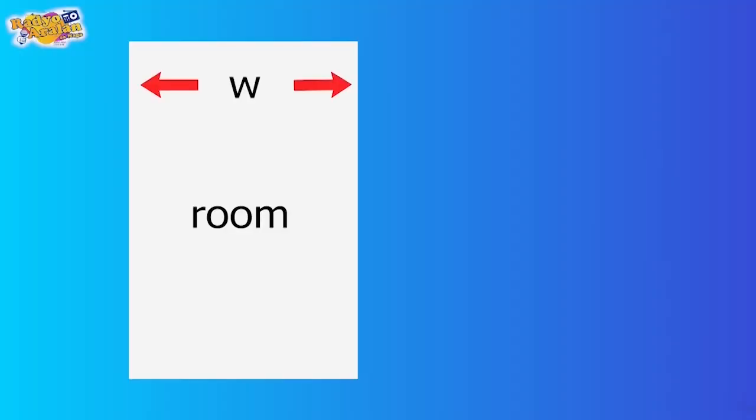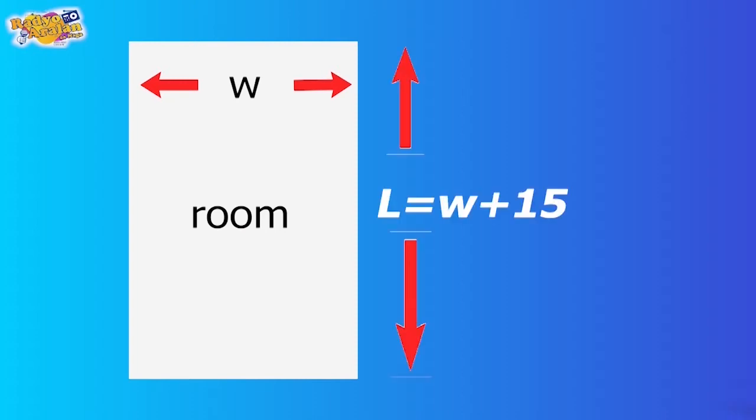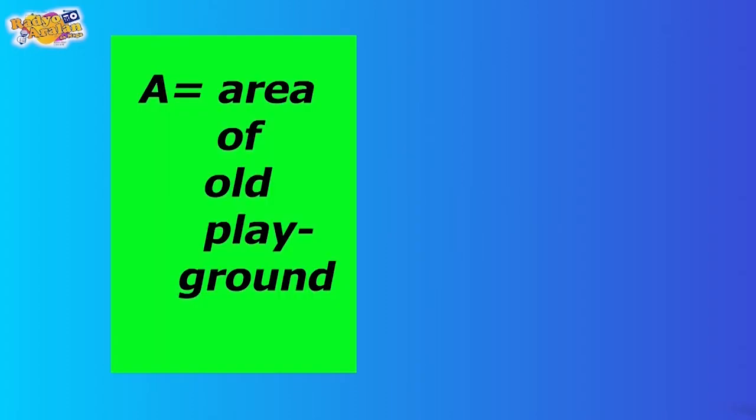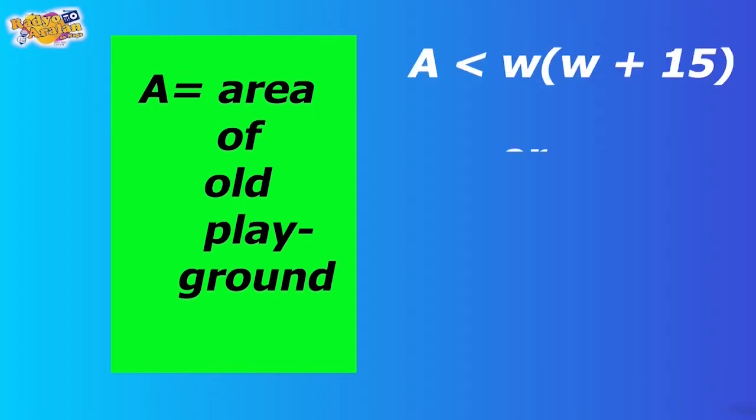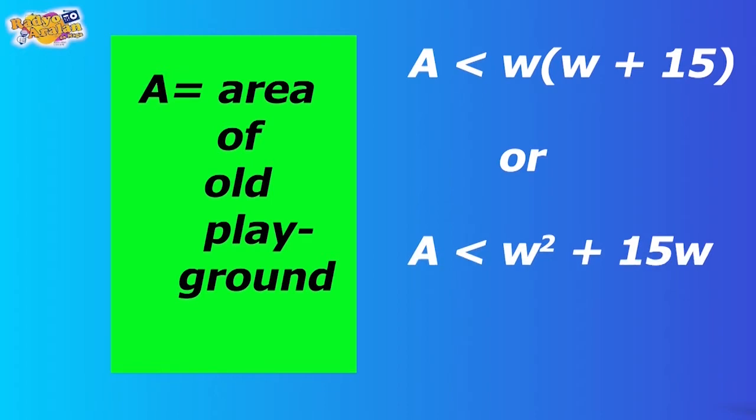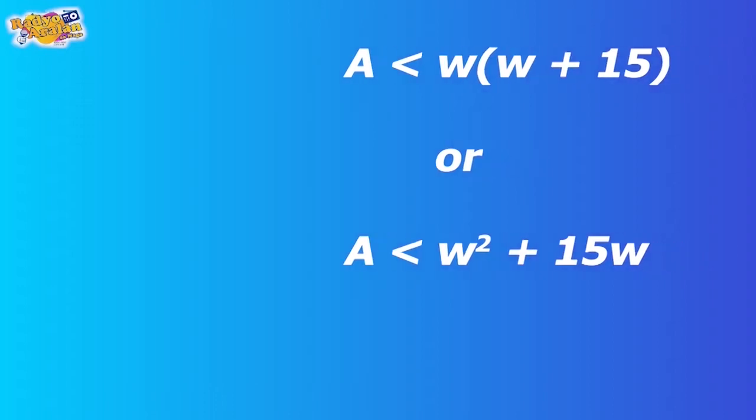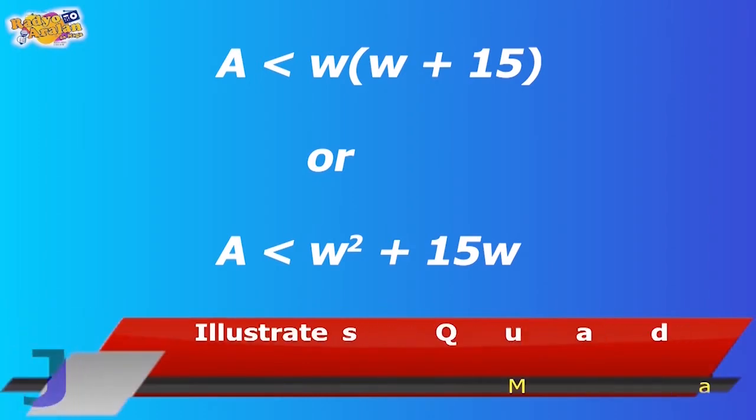In the given situation, the width of the room can be represented by w and the length by w plus 15. Let the area of the old playground be A. Then the quadratic inequality that would represent the given situation is A is less than w times the quantity w plus 15, or A is less than w squared plus 15w. These are examples of quadratic inequality in two variables.